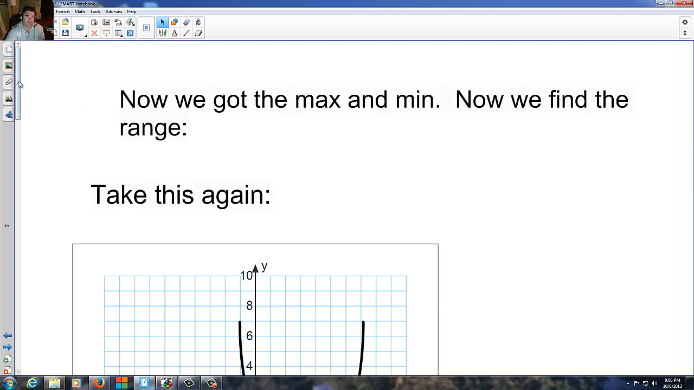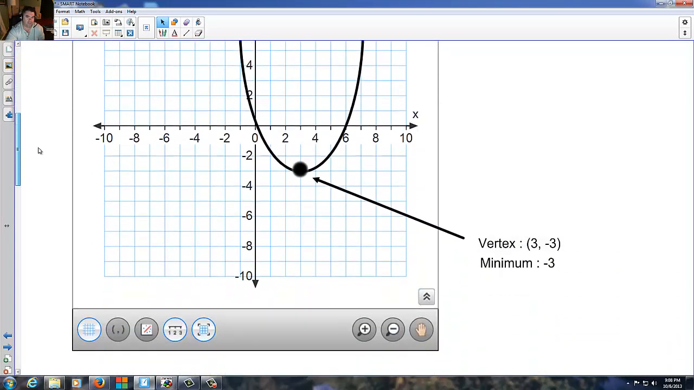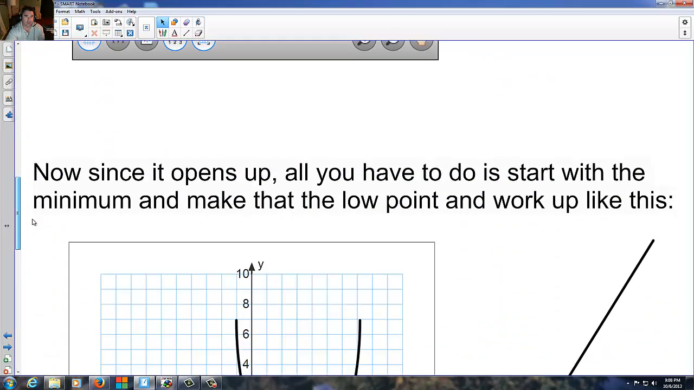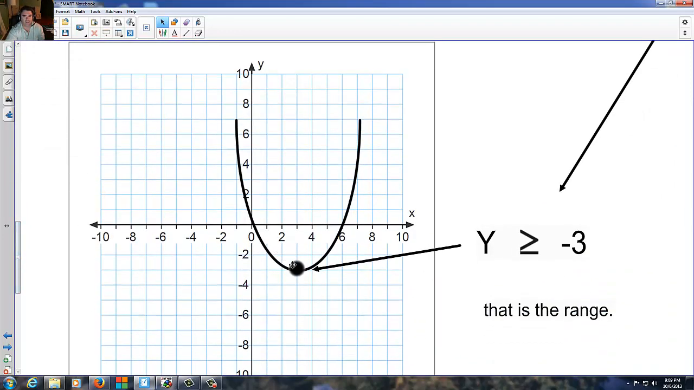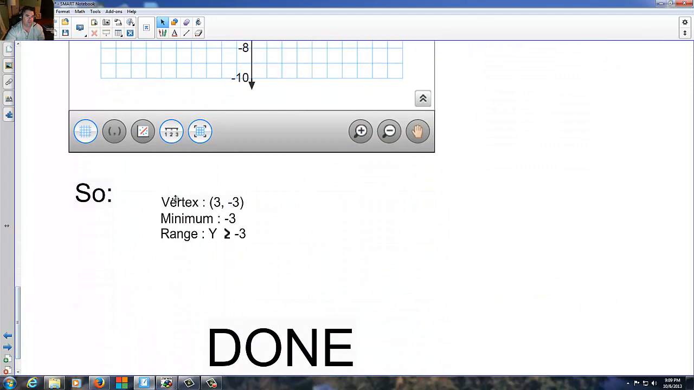Now we find the range, which I think I actually just covered. The minimum is negative 3, so that's the range for the minimum. And since it opens up, you start at the low point and work up. So simply put, that's your min. There is no max. So y is greater than or equal to negative 3. That's the range, meaning y can be negative 3 or higher, and there is nothing else. So vertex (3, negative 3), minimum negative 3, range y is greater than or equal to negative 3.